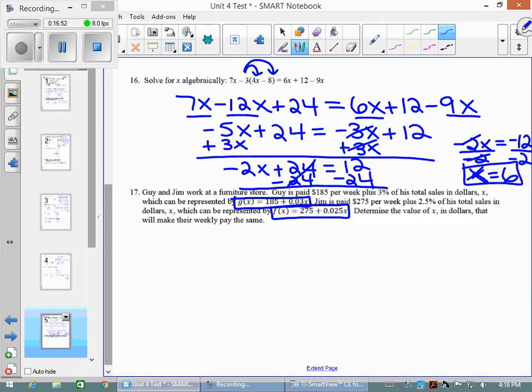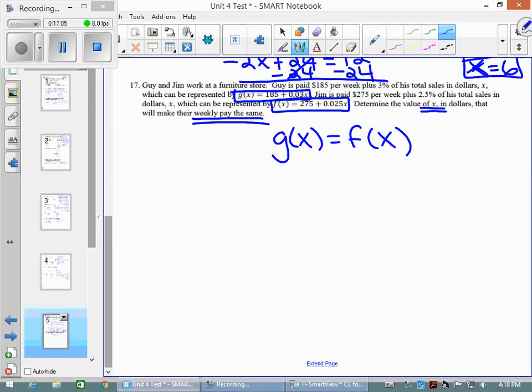So if g of x and f of x represent their weekly pay, to know when they would be the same means I need to know when they would be equal. So if I take my two equations representing their sales and set them equal to each other, all I need to do here is solve for x. So I'm going to start by subtracting the 275.